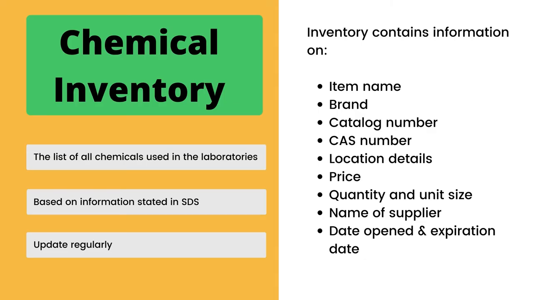A chemical inventory list is an important component of your chemicals management program. Chemical inventory is the list of all chemicals used in the laboratories. The contents, basically extracted from the safety data sheet, include item name, brand, catalog number, CAS number, location details, price, quantity and unit size, name of supplier, date opened and expiration date.